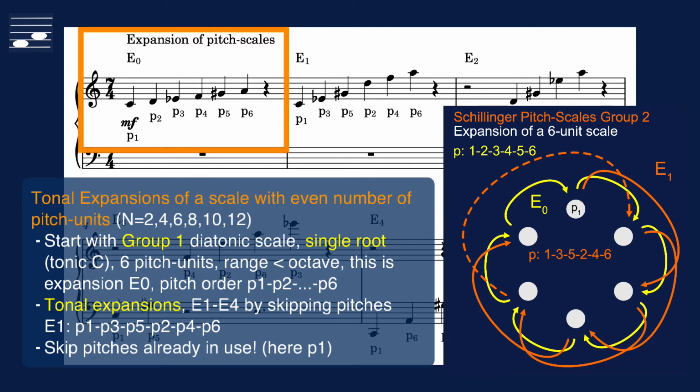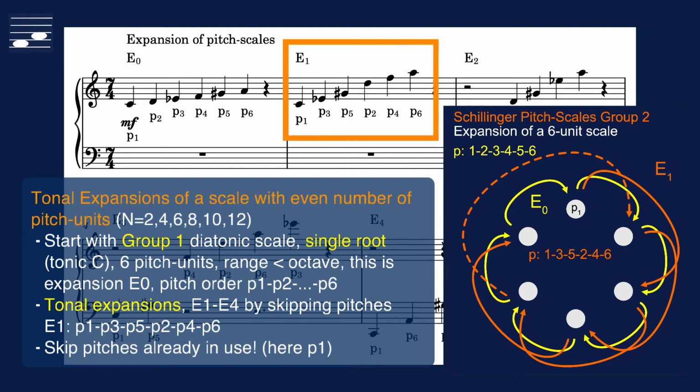Listen first to the original, the source E0 scale. For the E1 expansion, after P1, P3, P5, we would land back on P1, but all pitches may occur only once. So we skip that degree in order to obtain the series P1, 3, 5, 2, 4, 6. A Group 2 scale with a range of more than 1 but less than 2 octaves.